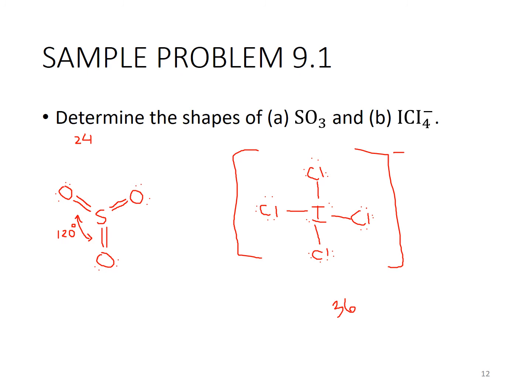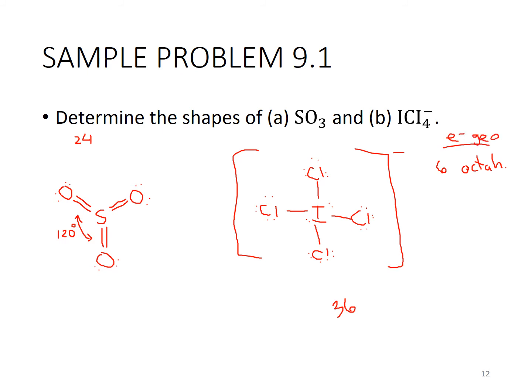So this has how many electronic domains? It ends up having 6 total, right? We have 4 chlorines and 2 lone pairs. So 6 was octahedral for the electronic geometry. Okay, so that was for the electronic geometry.